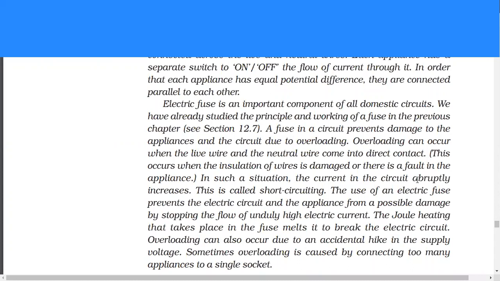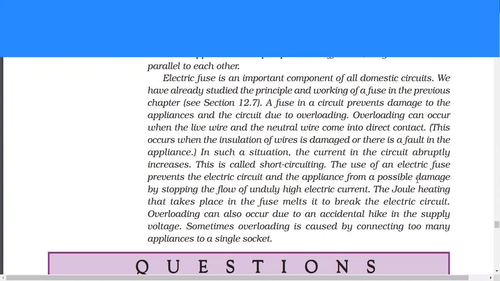Electric fuse is an important component of all domestic circuits. We have already studied the principle and working of a fuse in the previous chapter. A fuse in a circuit prevents damage to the appliances and the circuit due to overloading. Overloading can occur when the live wire and the neutral wire come into direct contact. This occurs when the insulation of wires is damaged or there is a fault in the appliance.